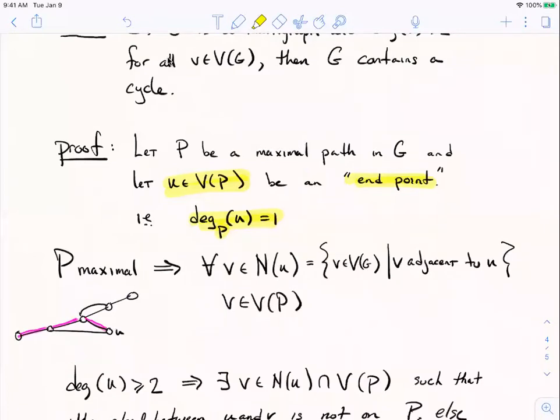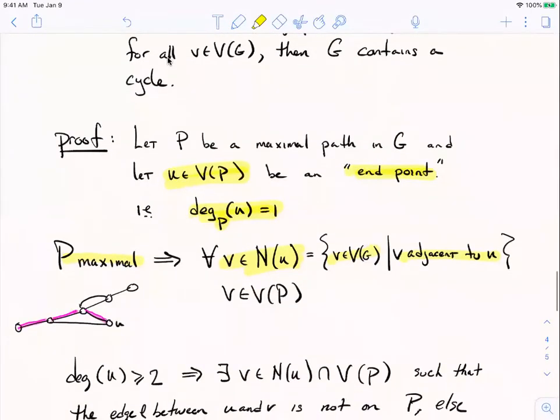All right, we have a maximal path. So for every vertex in its neighborhood, let me remind you what the neighborhood is. I just mean the vertices that are adjacent to U. For every vertex in the neighborhood of this U, this endpoint of our maximal path, those vertices all have to be on this path. That's what I'm writing there. They all have to be on the path.